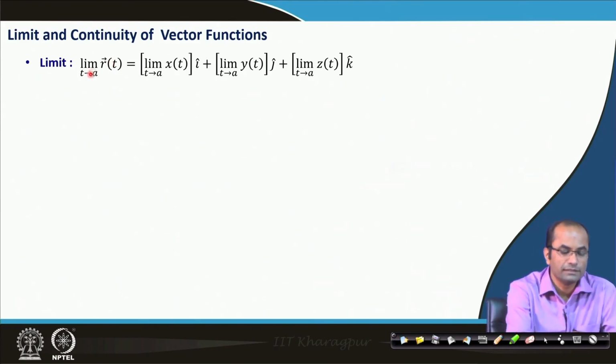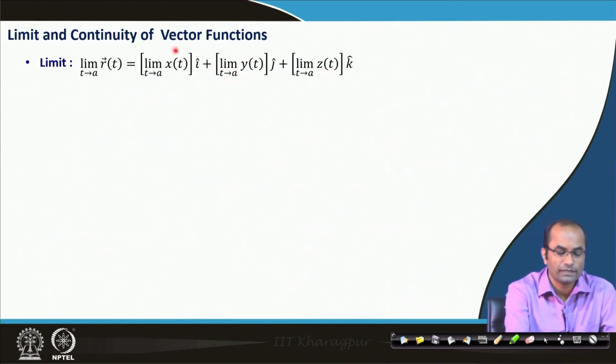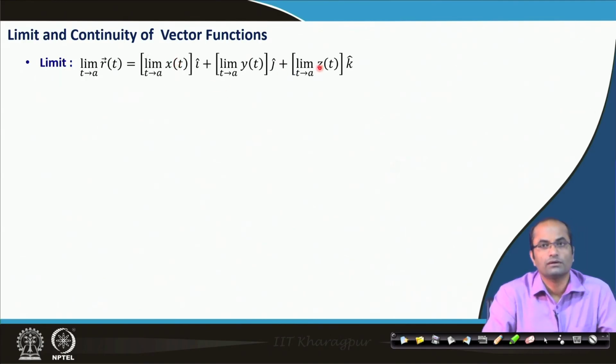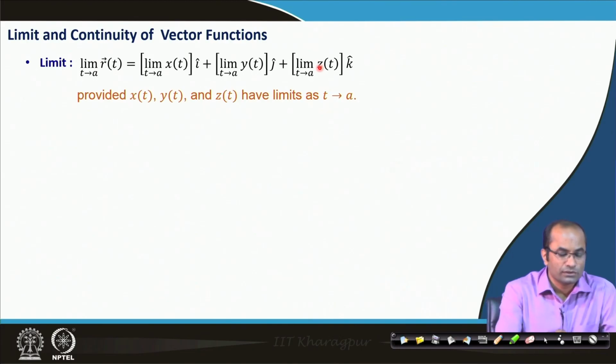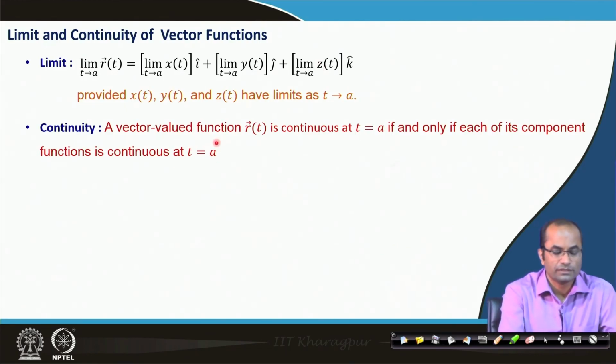Then the limit as t approaches a, we can compute by computing the limit of these scalar functions, x(t), y(t), and z(t), as t approaches a. Naturally, this limit will exist provided all these limits exist. And about the continuity: a vector valued function r(t) is continuous at t equal to a if and only if each of its component functions is continuous at t equal to a.